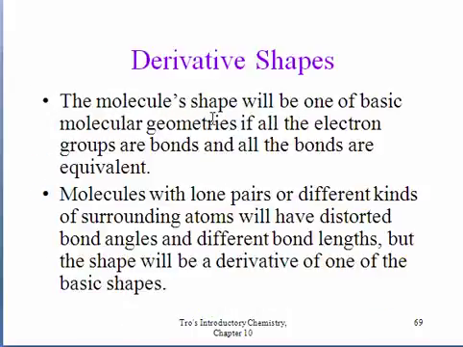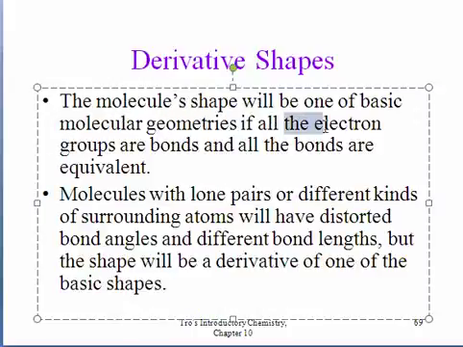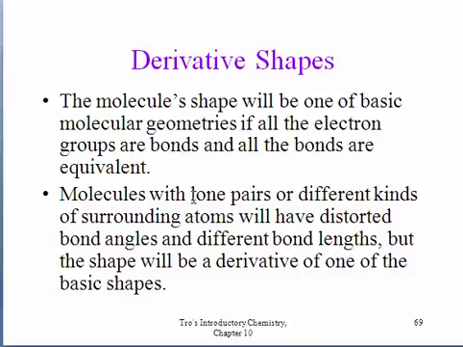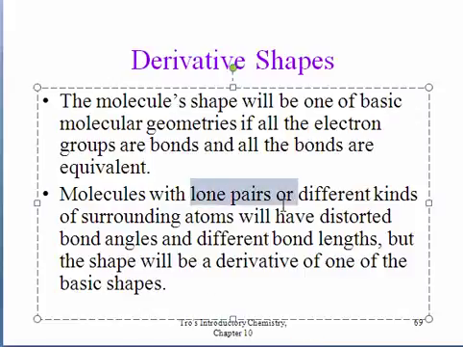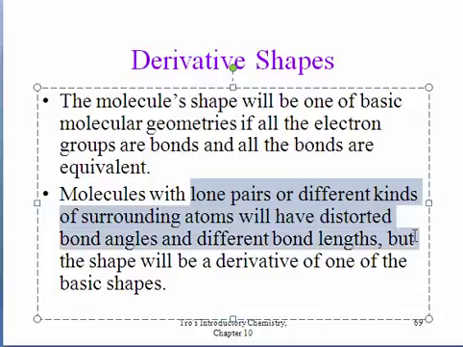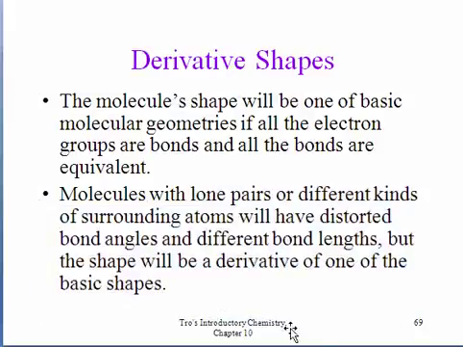Now, we have looked at the simplest case where all the electron groups are bonds and all of the bonds are equivalent, meaning they're the same type of bond and they're bonded to the same atom. However, we're going to have some other cases where the central atom is going to have lone pairs or be bonded to different elements. And so let's look at how that impacts the shape. They're going to be derivatives of the shape, but it is going to have an impact on the overall molecular geometry.